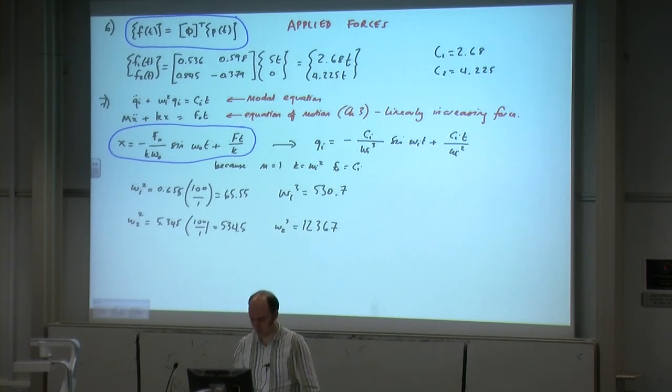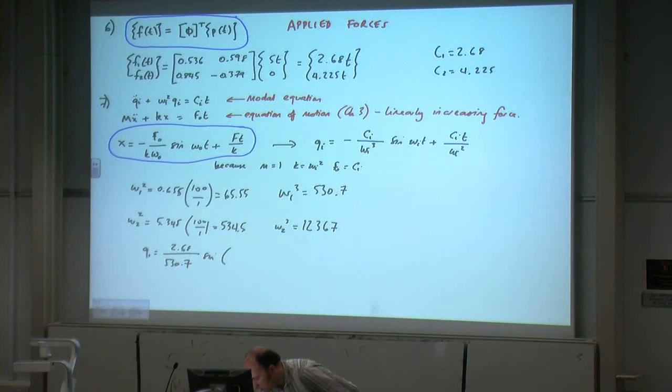Okay, so there we go. There's omega 1 cubed and omega 2 cubed, so we can plug them into this equation now. We end up with Q1. We've got 2.68 divided by 530.7 sine 8.09t.